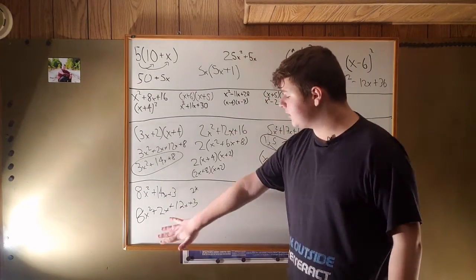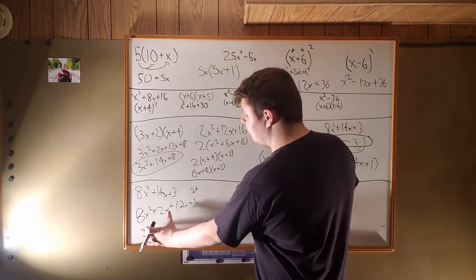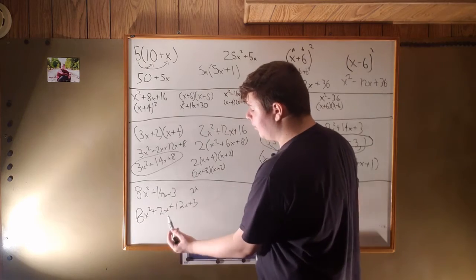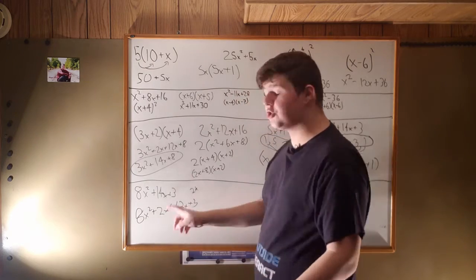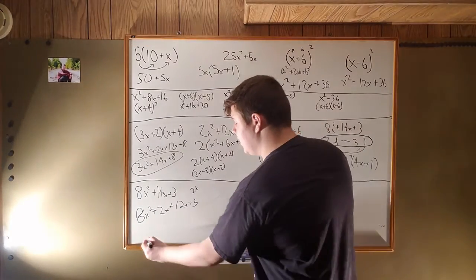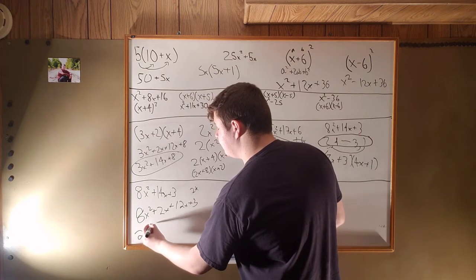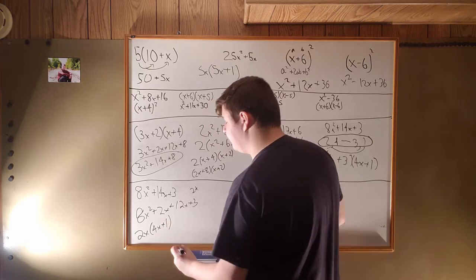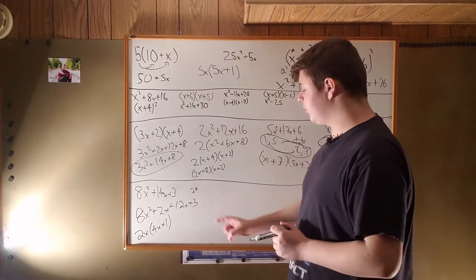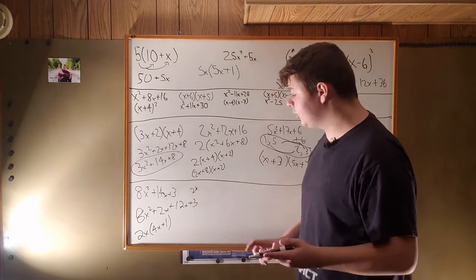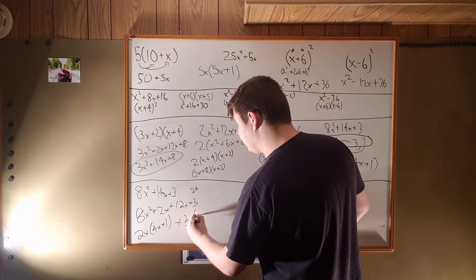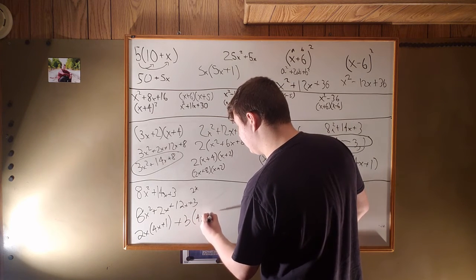Next up, we factor each of these parts separately like we did for this one. So right here, we look at what can go into these two numbers. In this case, 2x can go into both of those. So we get 2x times 4x plus 1. Next up, we look over here. Well, 3 can go into both of those numbers. So we do plus 3 times 4x plus 1.